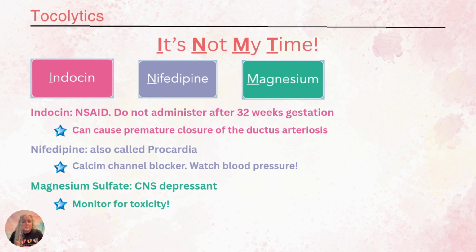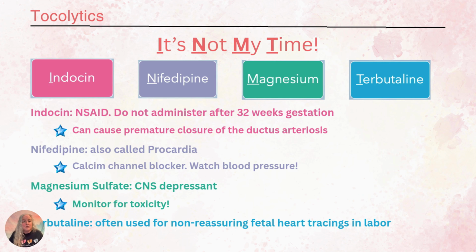So we're watching deep tendon reflexes, we're watching for respiratory depression, and we're watching urine output and making sure that her urine output stays above 30 mLs per hour. It's also important with this medication to have calcium gluconate on hand as the antidote. And then T is for terbutaline, and terbutaline is often used for non-reassuring fetal heart tracings in labor, but it also can be used for preterm labor to help the uterus to slow contractions down. It can cause tachycardia for the mom, so another time that we should know vital signs prior to administration.